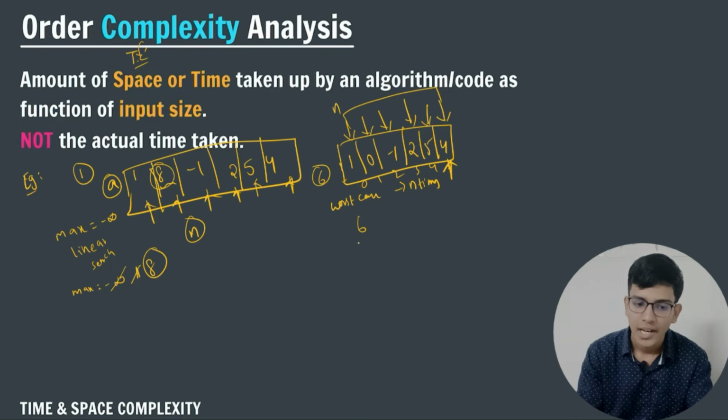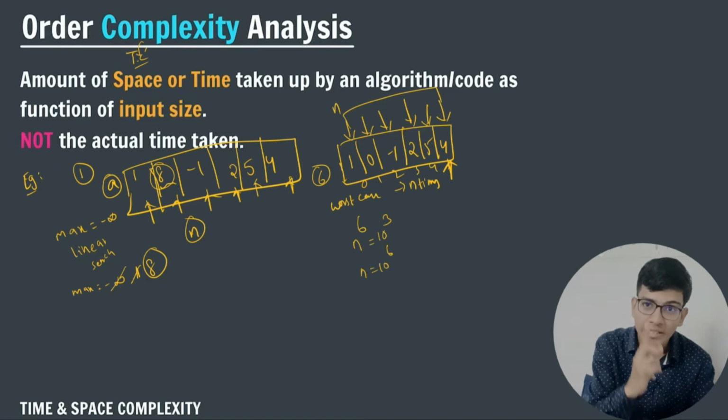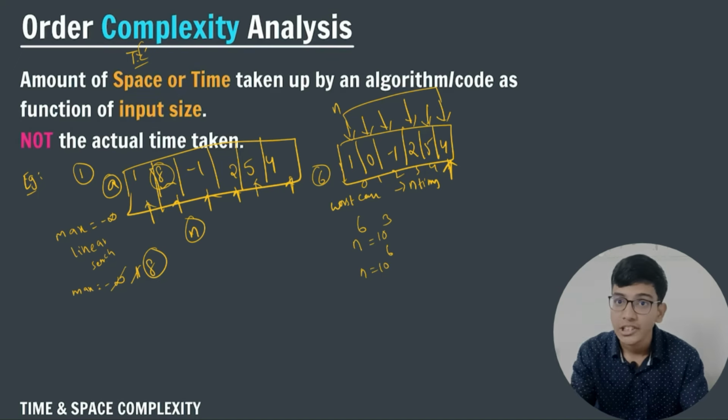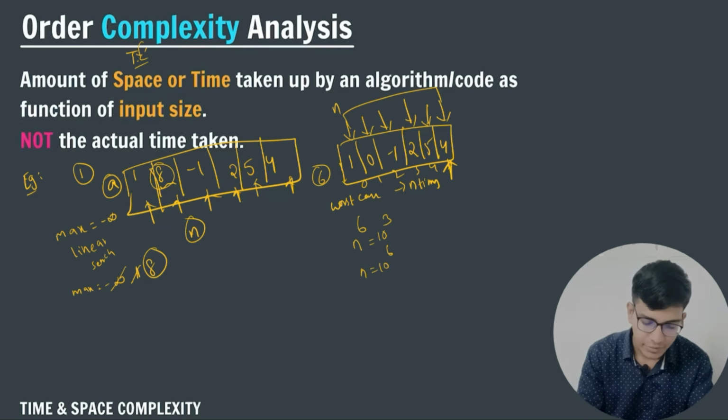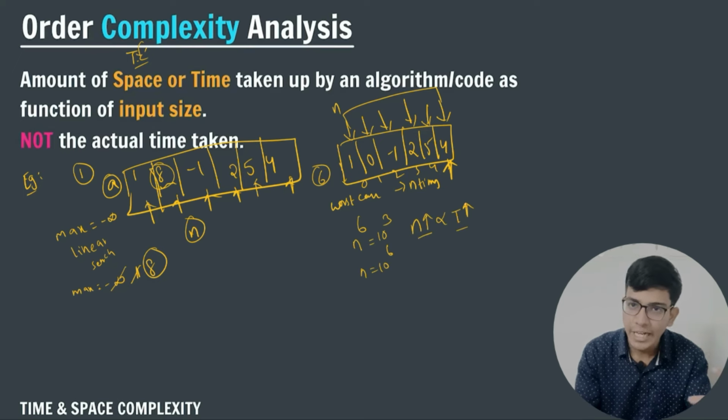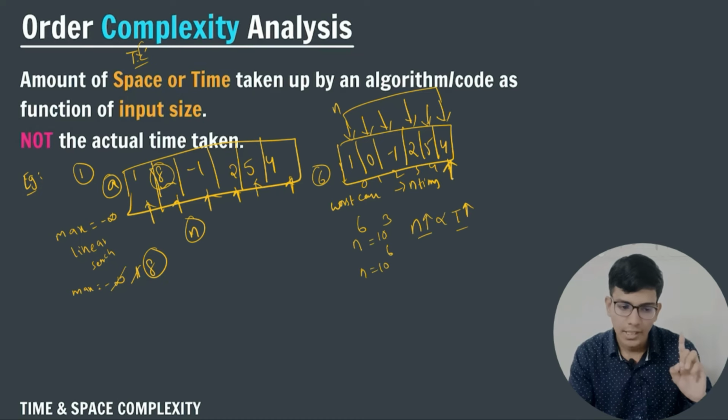Now let us take a scenario where our given array size is 10 to the power of 3, or 10 to the power of 6. Just imagine that I am running my loop for 1 lakh times. It's going to take more time because I need to go to every index from the 0th index to the 1 lakh index, and find the element of the particular array. Can I say from this case that my time taken is directly proportional to the size of the array? If the size of the array increases, then the time taken for running the loop will also increase. Okay, that's the first condition.